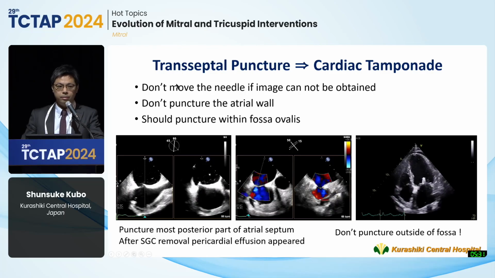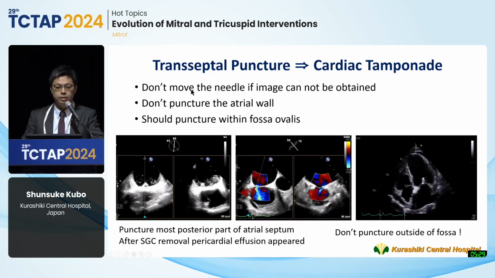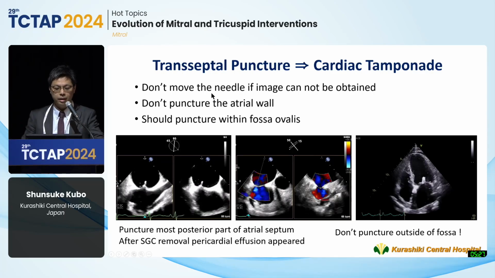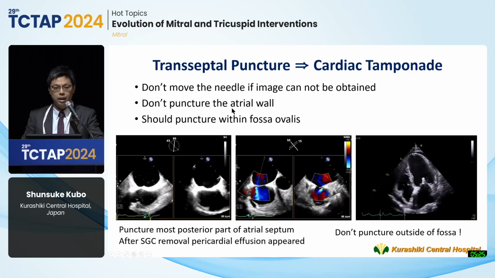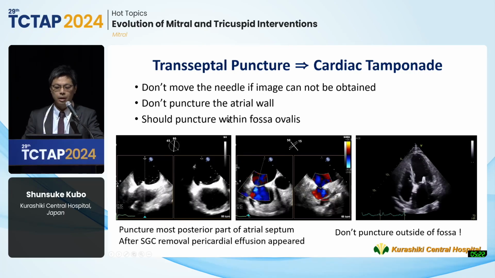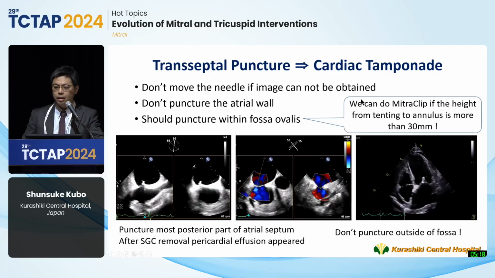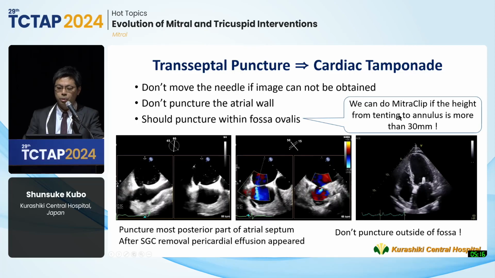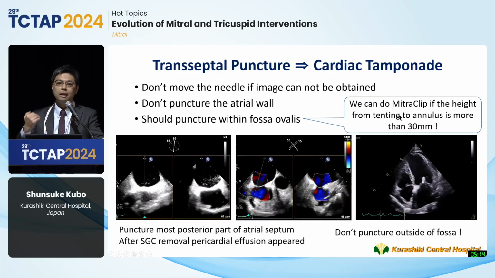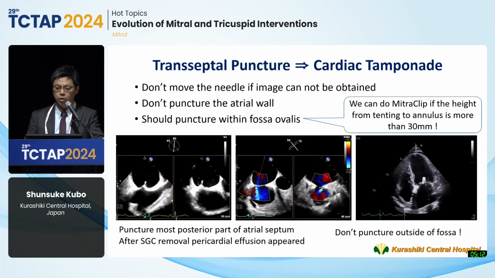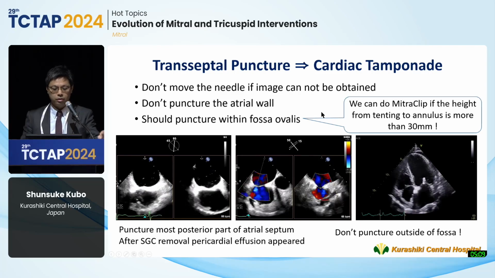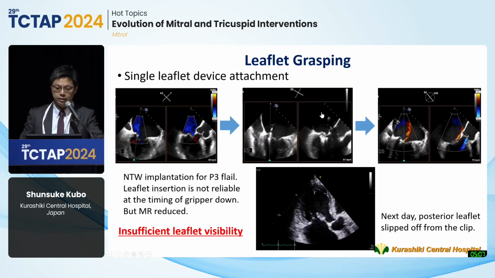But the solution is very simple. Don't move the needle if the image cannot be obtained. Don't puncture the atrial wall, and we should puncture within the fossa ovalis. I think we can do the MitraClip procedure if the height from the tenting to the annulus is more than 30 millimeters. So we don't need to puncture outside of the fossa ovalis.